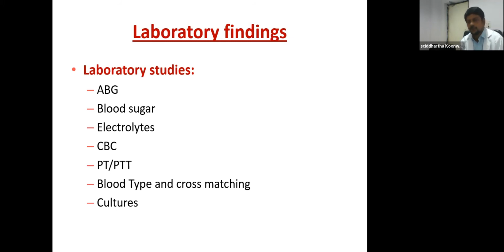CBC has to be done to look for any anemia or any thrombocytopenia, PT, aPTT. Blood type and cross matching if we are planning for any blood transfusion. Cultures, especially in patients of septic shock, we have to send urine cultures, blood cultures and other cultures as required.